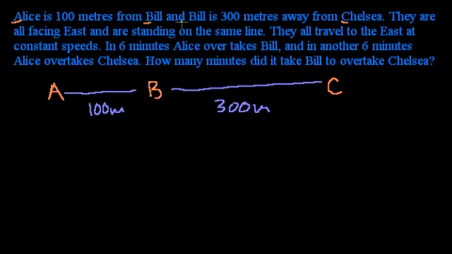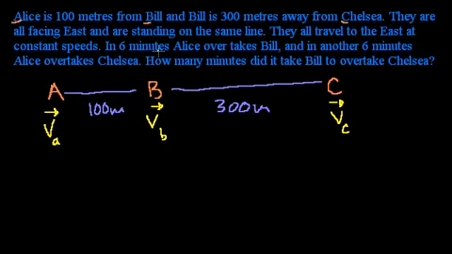And the problem tells us they are all facing east and are standing on the same line. Fair enough. So let's say that's east. They're all facing in that direction, standing in the same line. They all travel to the east at constant speeds. Okay, but they don't say that they're all traveling at the same speed. Their each individual speed is constant. So this could be velocity of Alice, lowercase a, velocity of Bill, and this is the velocity of Chelsea.